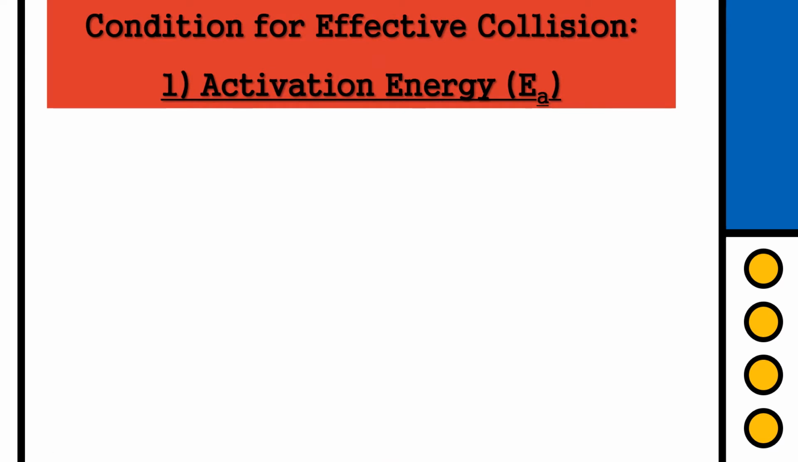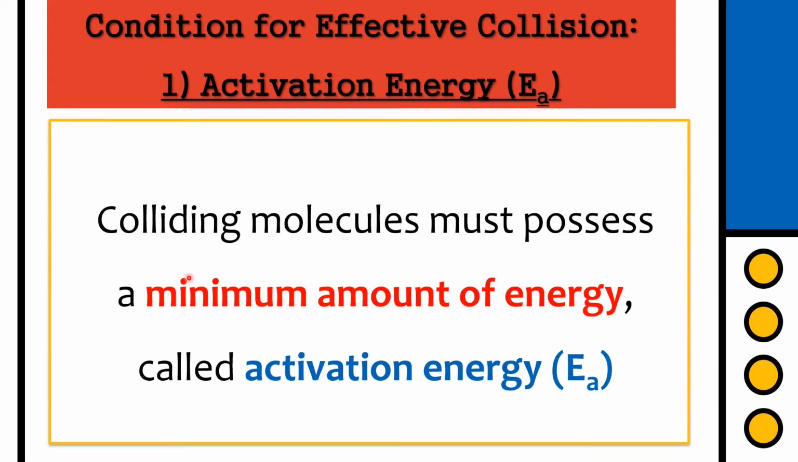We're going to look now at the first condition, which is activation energy. If you look here closely, this is the symbol for activation energy. It is written as capital E with subscript A. So now, what is activation energy? Colliding molecules must possess a minimum amount of energy called activation energy. Why do molecules need it? Because it's the minimum amount of energy needed for the reactant to turn into product.